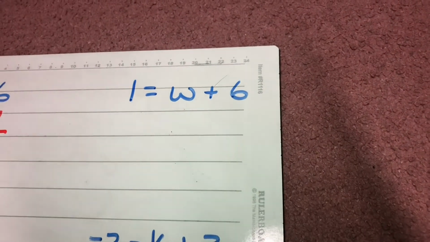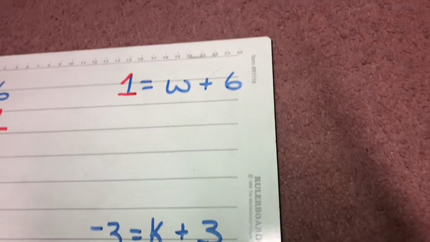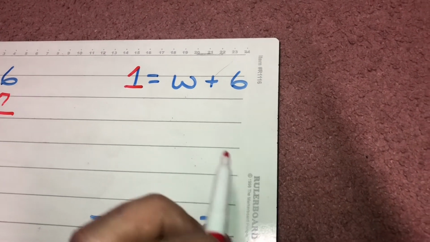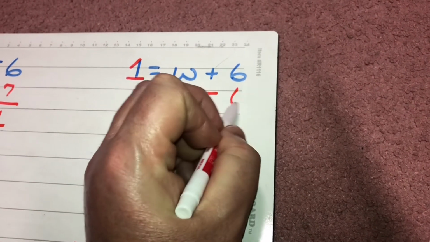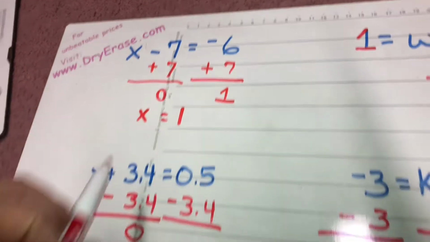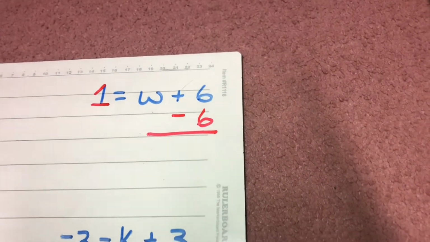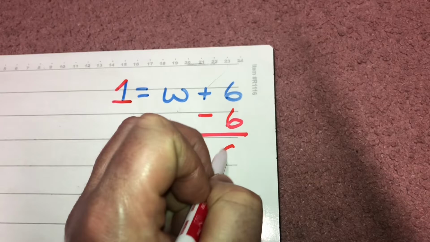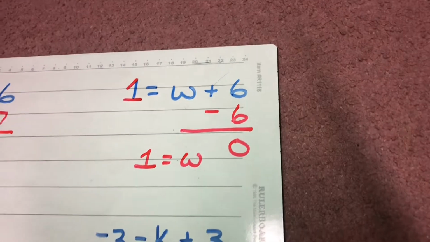All right, we have one more, then we'll talk about multiplication and division. 1 equals w plus 6. I should probably make that look more like a 1 so we don't confuse it with an L. This is a plus 6, a positive 6, so to get to 0, I need to subtract 6. You'll notice that I always do the opposite. When it was a subtraction, I added. When it was an addition, we subtracted. We always do the opposite. It'll be the same for multiplication and division too. 6 minus 6 is 0. That leaves me with 1 equals w.